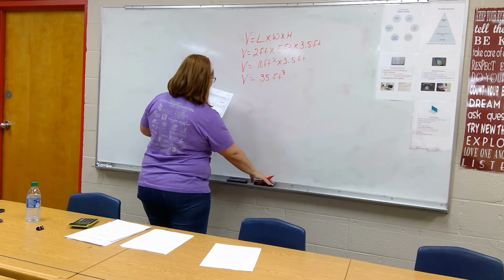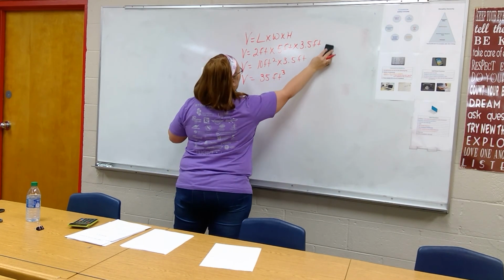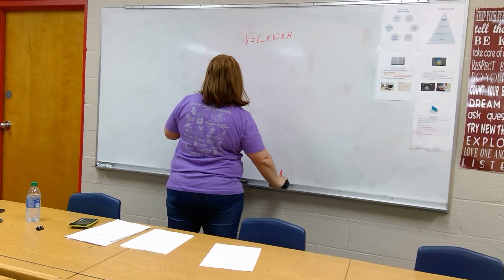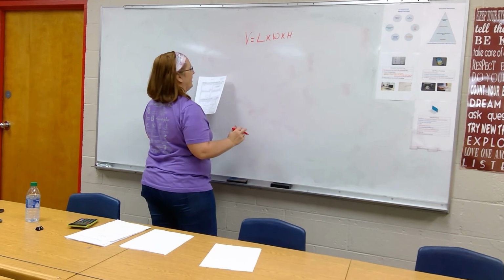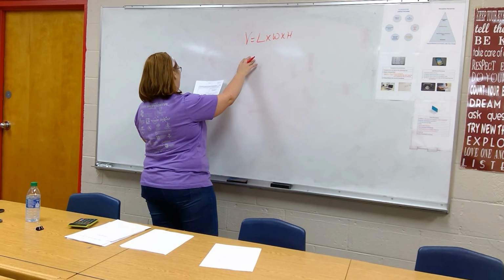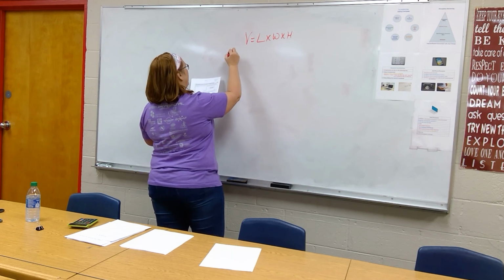For 8, they've given you the volume, they've given you the length, and they've given you the height. You need to figure out what the width is. So you just plug in what we already know. What is the missing width of the object below it? The volume is 352 cubic meters.